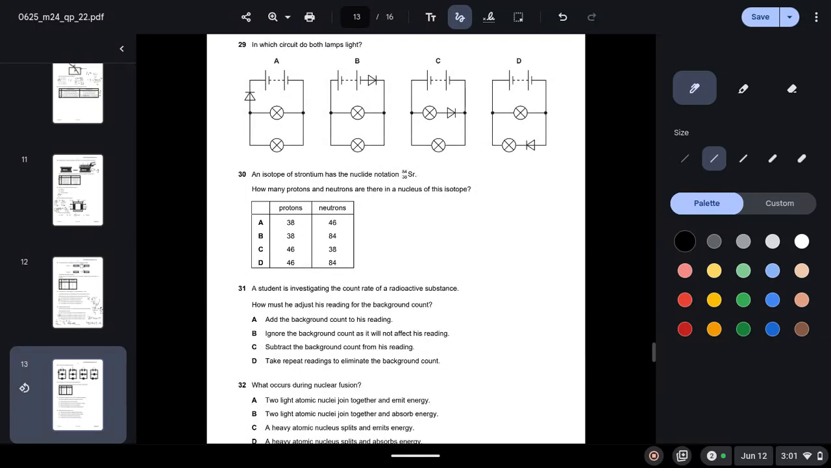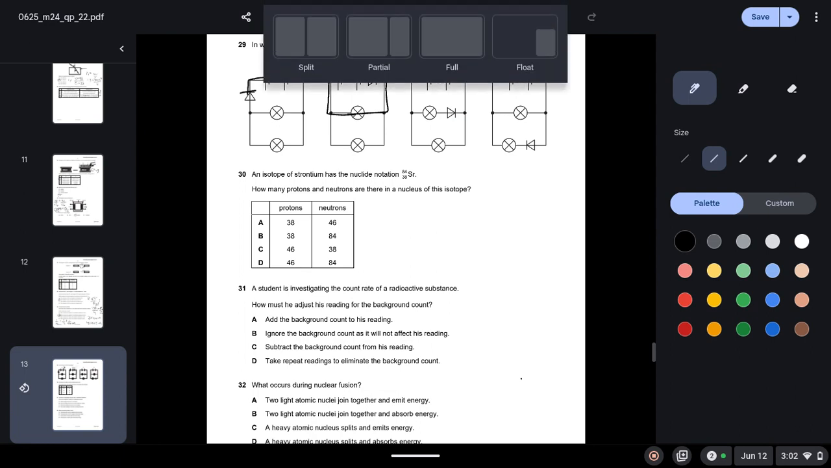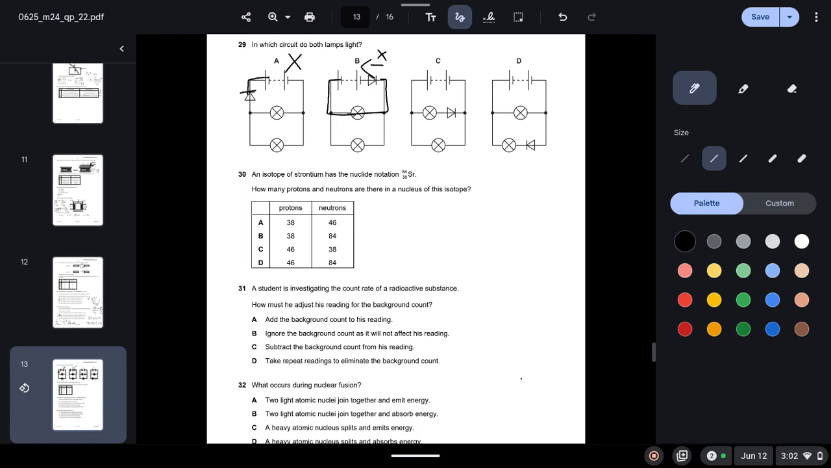In which circuit do both lamps light? So we'll have to trace the current in each option. Option A, current starts from here, but it won't move further because there's a diode and it prevents it from moving in this direction. So A is not correct. In B, when the current reaches here, it will not be allowed to go further because there is a diode and it will restrict movement in this direction. So this is also incorrect. The flow of current is not complete, so the lamp will not light.